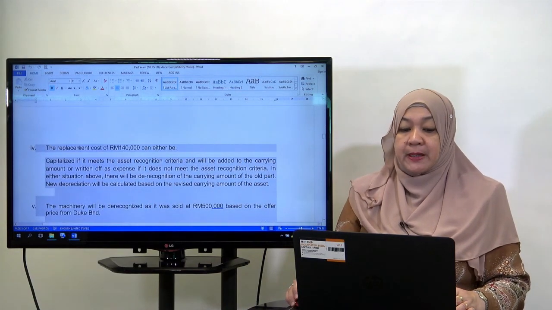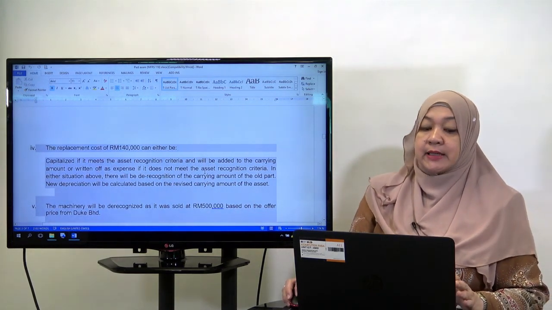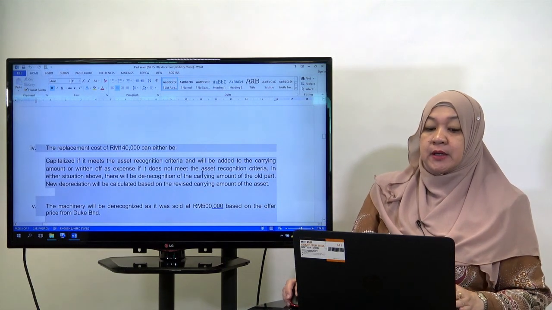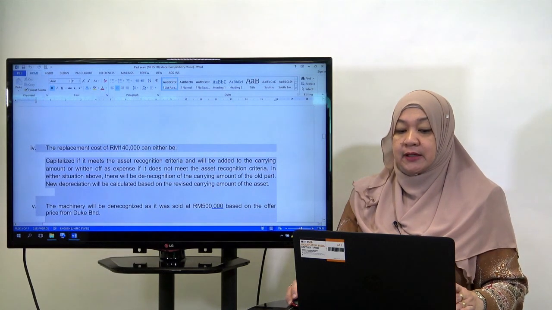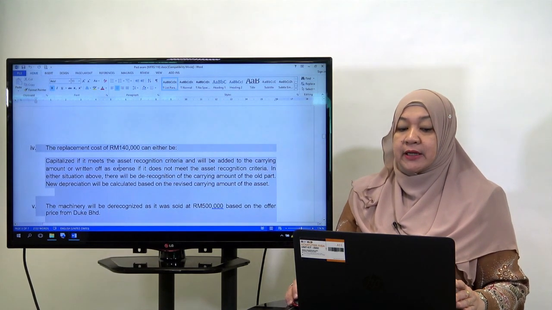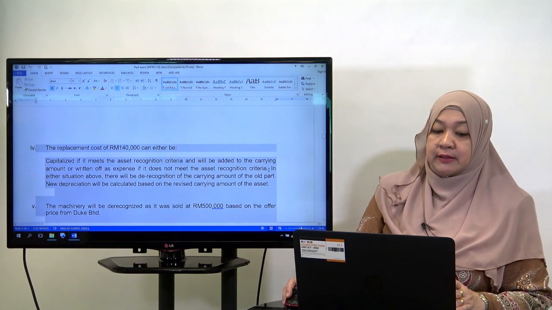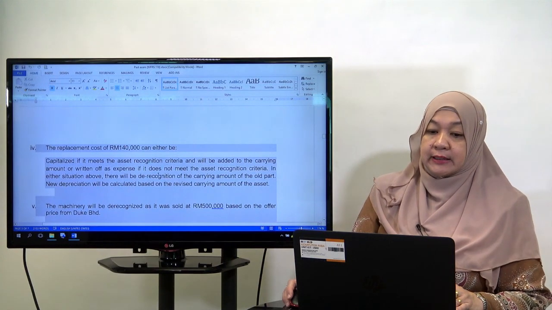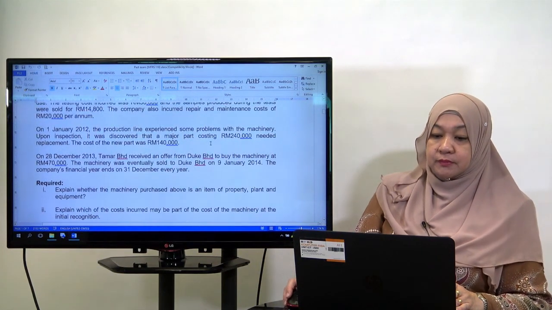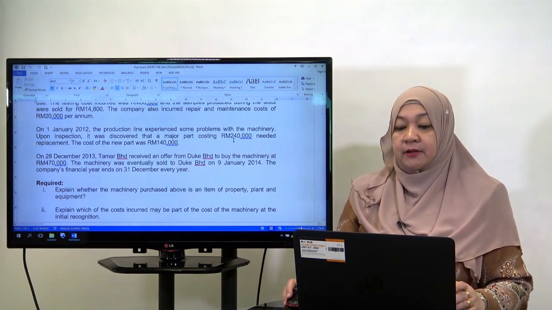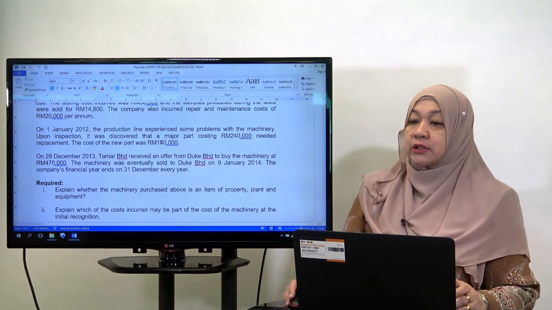Okay. So, the replacement cost of 140,000 most likely will be recognized as capital expenditure and therefore will be capitalized, as it meets the asset recognition criteria, and will be added to the carrying amount, and written off as an expense if it doesn't meet the asset recognition criteria. Right? In this case, if you look at the question, they have to replace the major part of the machinery which is costing 240,000 and replace it with a new one which costs 140,000.